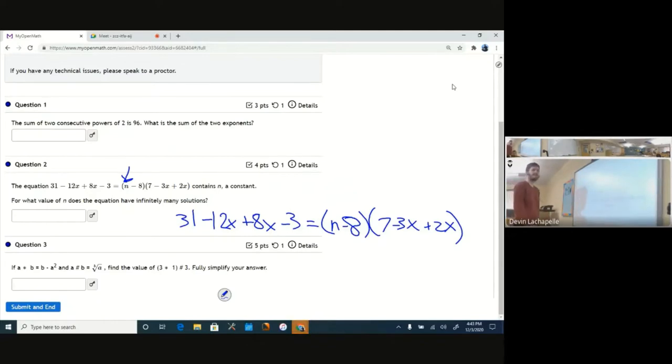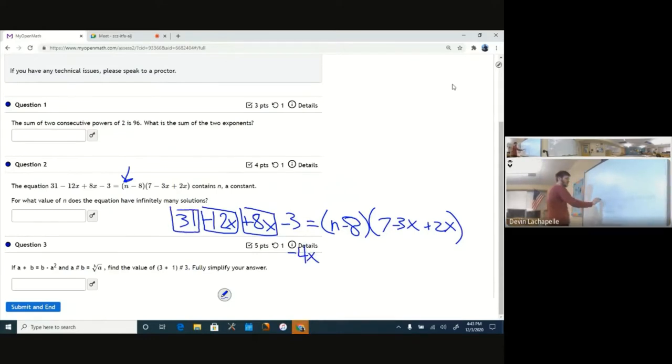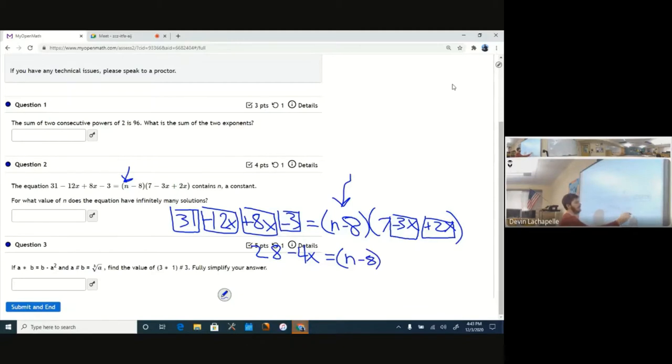So this looks a little intimidating at first, but then I just realized, oh, I can combine some like terms. Negative 12x and 8x, it's going to be minus 4x. 31 and negative 3, that's going to be 28 minus 4x. All right, let's combine some like terms over here. This is going to be negative 3x and 2x. Can't combine anything in here. So I have n minus 8 times negative 3x and positive 2x. That is negative 1x.